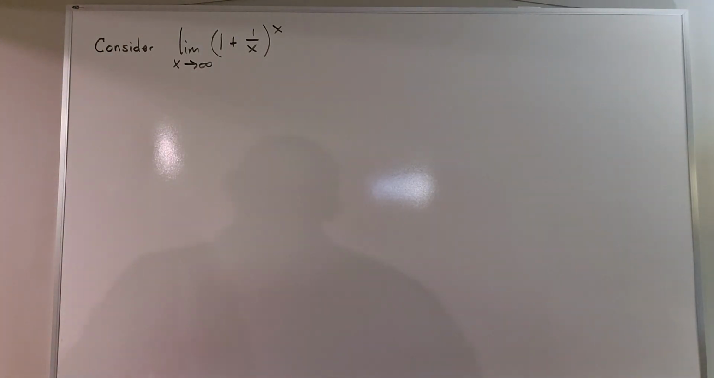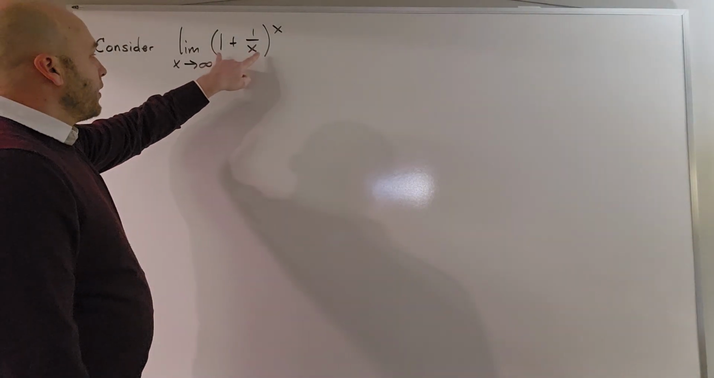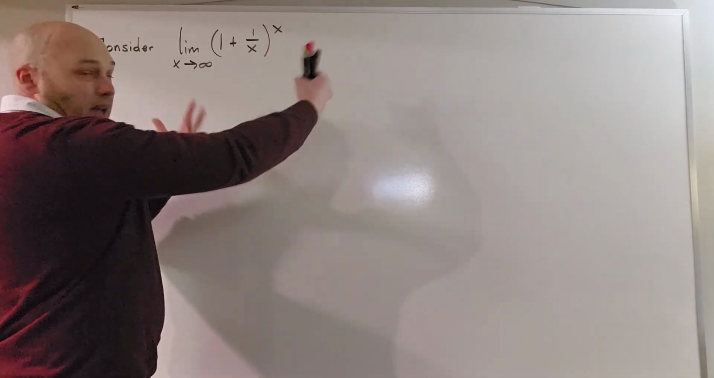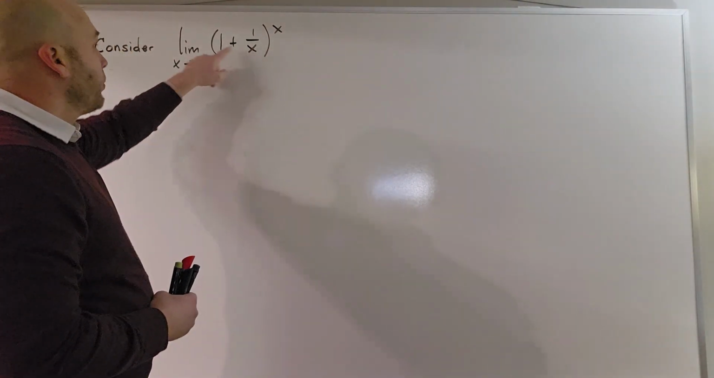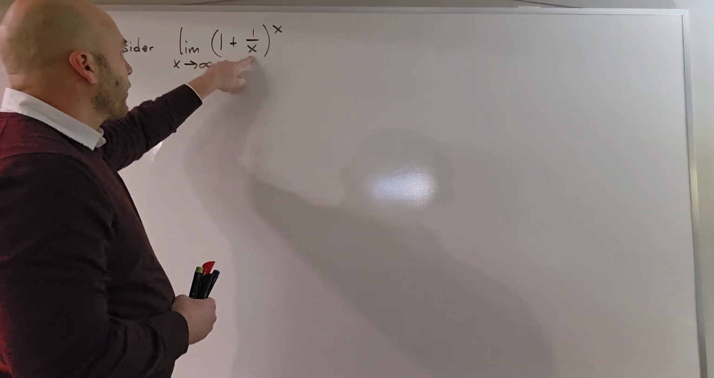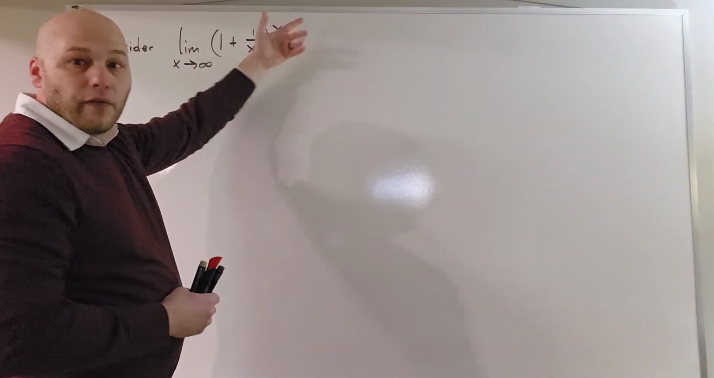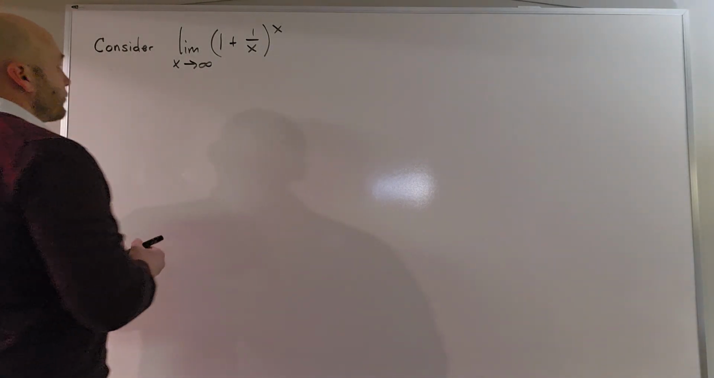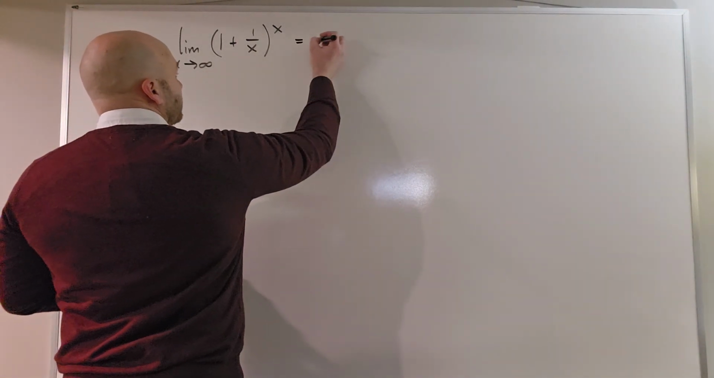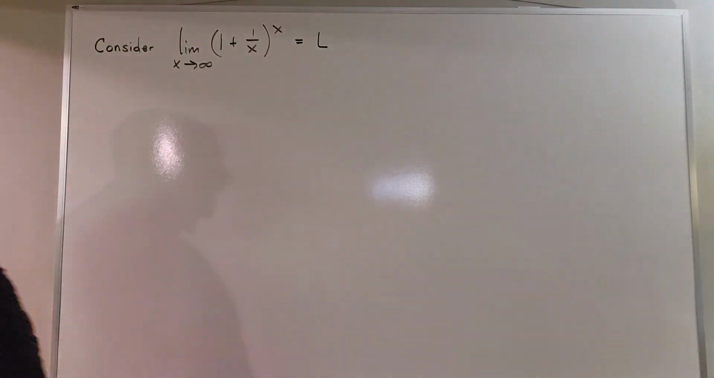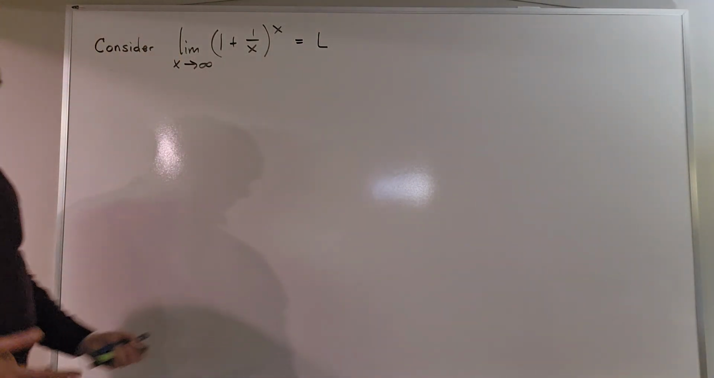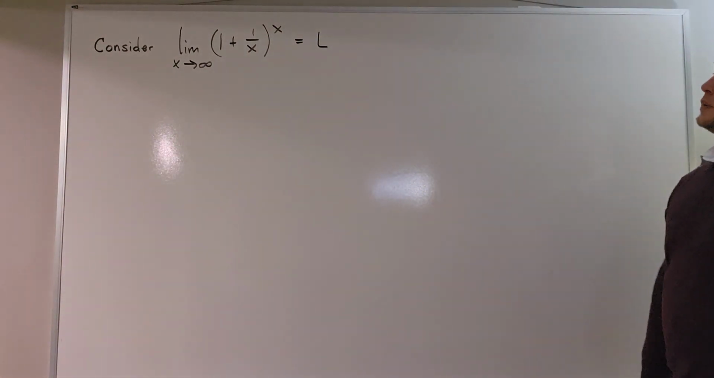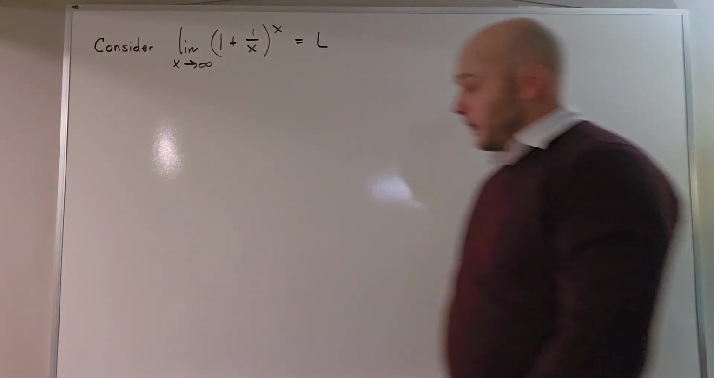But the idea is I'm not taking the limit of the inside first and then taking the limit of the outside. The limit is going at the same time. So 1 plus a half squared, 1 plus a third cubed, 1 plus a quarter to the fourth. And the limit is not 1. Well, what is it? Well, let's just call it L for the moment. Let's say this limit, if it exists, equals this number L. Let's see what we can do with that.